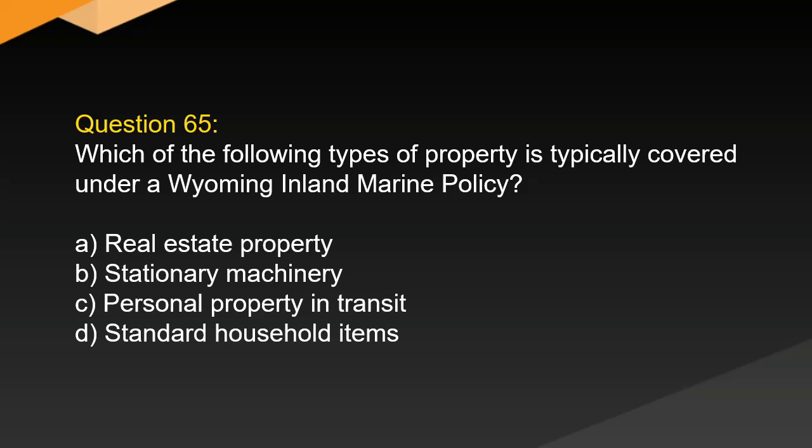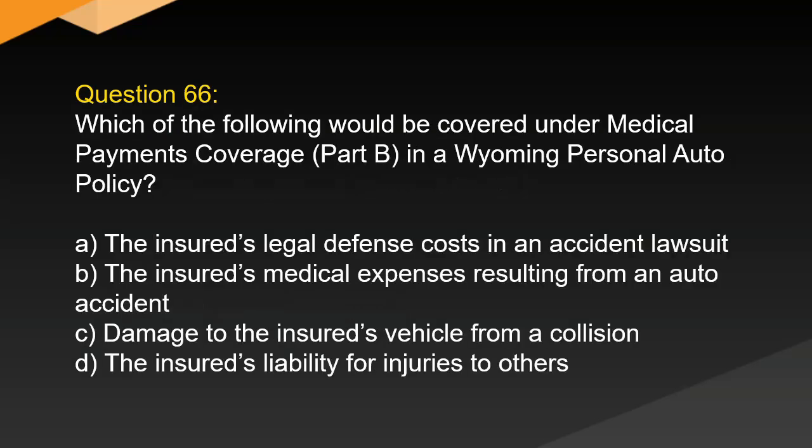Question 65. Which of the following types of property is typically covered under a Wyoming inland marine policy? A. Real estate property. B. Stationary machinery. C. Personal property in transit. D. Standard household items. Question 66. Which of the following would be covered under medical payments coverage, Part B, in a Wyoming personal auto policy? A. The insured's legal defense costs in an accident lawsuit. B. The insured's medical expenses resulting from an auto accident. C. Damage to the insured's vehicle from a collision. D. The insured's liability for injuries to others.